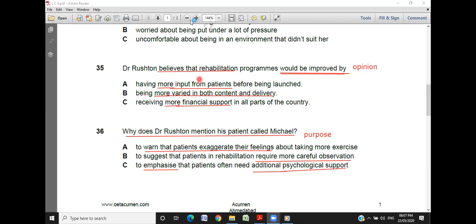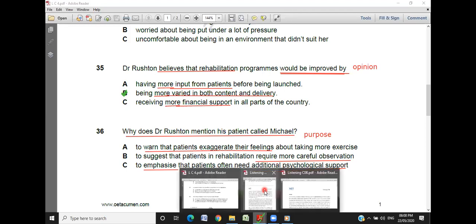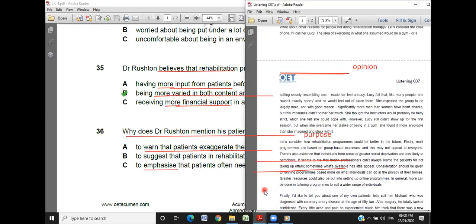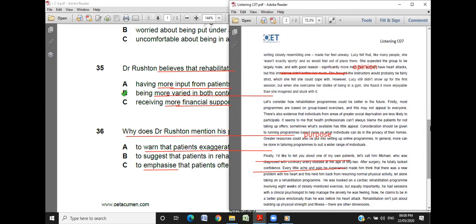Yes, he was explaining that most of the programs are group programs, but it won't appeal to everyone. So we need more variety. We need online programs. We need individual programs. And the key sentences that he used were "more can be done to tailor the programs." So when you tailor it, what you do basically is you are trying to design it as per the individual's need, right?